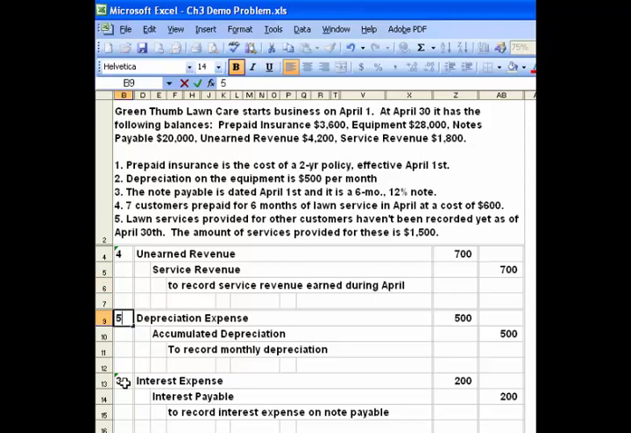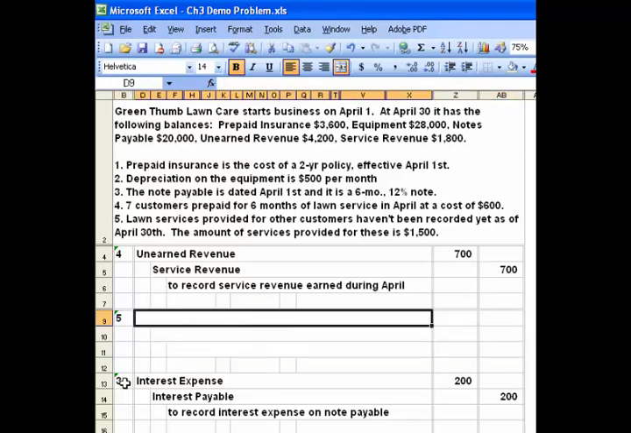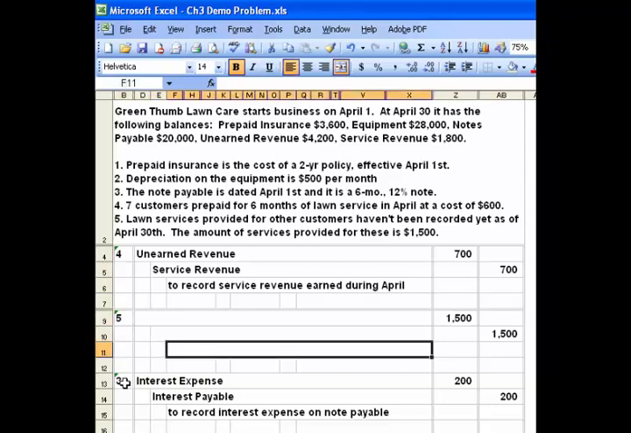Okay, let's do number 5, which is our last example in this demo. Lawn services provided for other customers haven't been recorded yet as of April 30th, but we know we've done $1,500 worth of work. Okay, well, if it's not on the books, we need to put it on the books. We know we're going to have a debit and a credit, $1,500. We know the reason for this would be to record revenue for services provided.